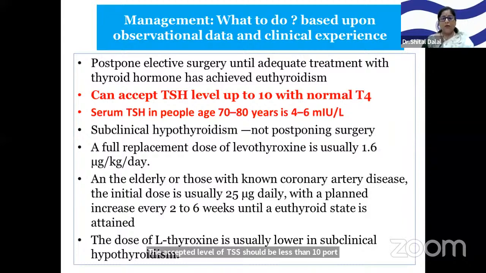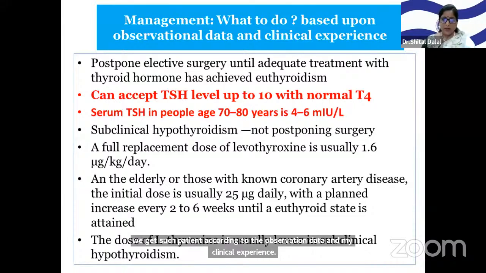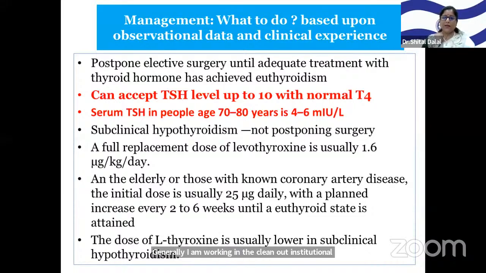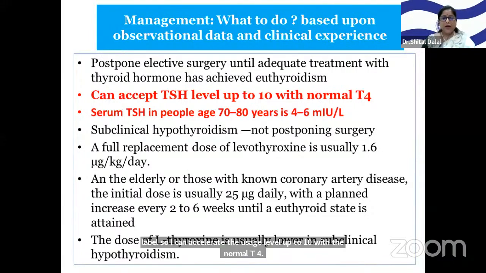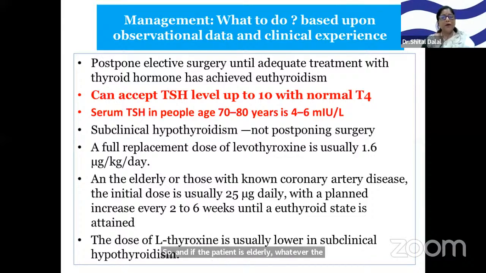So what should our management be when we get such a patient? According to the observational data and my clinical experience, generally I am working at the institutional level. So I can accept the TSH level up to 10 with the normal T4. And if the patient is elderly, whatever the literature said, I can accept up to 4 to 6 milli international units per liter. And in subclinical hypothyroidism, there is no need to postpone the surgery.